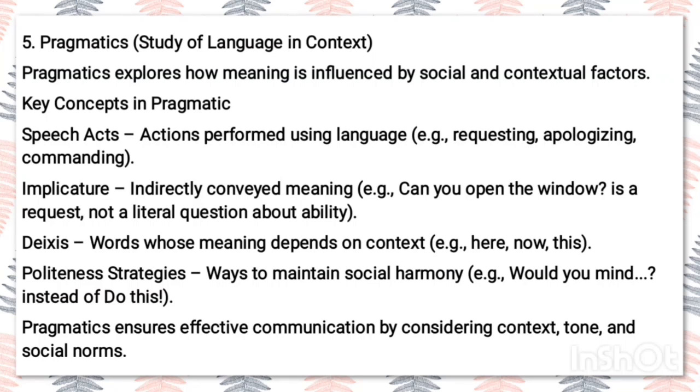Next one is deixis. Deixis words rely on contextual information to understand their meaning, such as here, now, or... these are ways of using language to maintain social harmony, such as using indirect language. For example, would you mind, instead of do this.